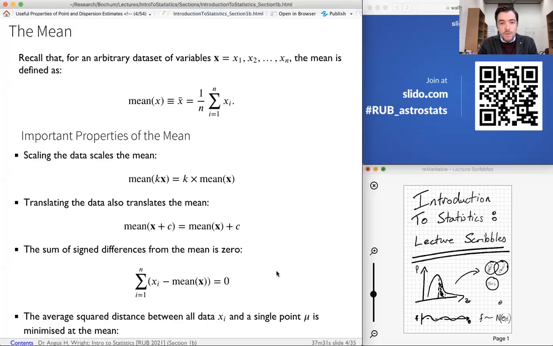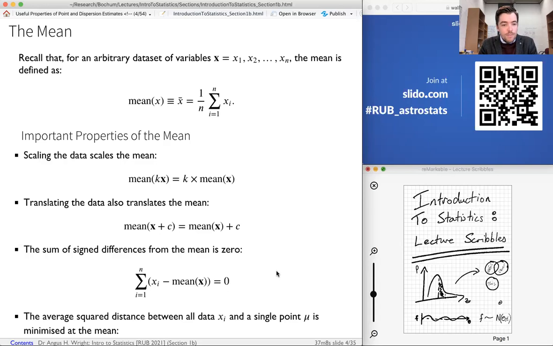So the first statistic that we spoke about last week was the mean, the arithmetic mean. It's something that you're all very familiar with, I'm sure, and it's something that you will absolutely come across in your academic careers quite often. And there are a couple of important properties of the mean that I think are worth noting here, and making sure that you're aware of these things.